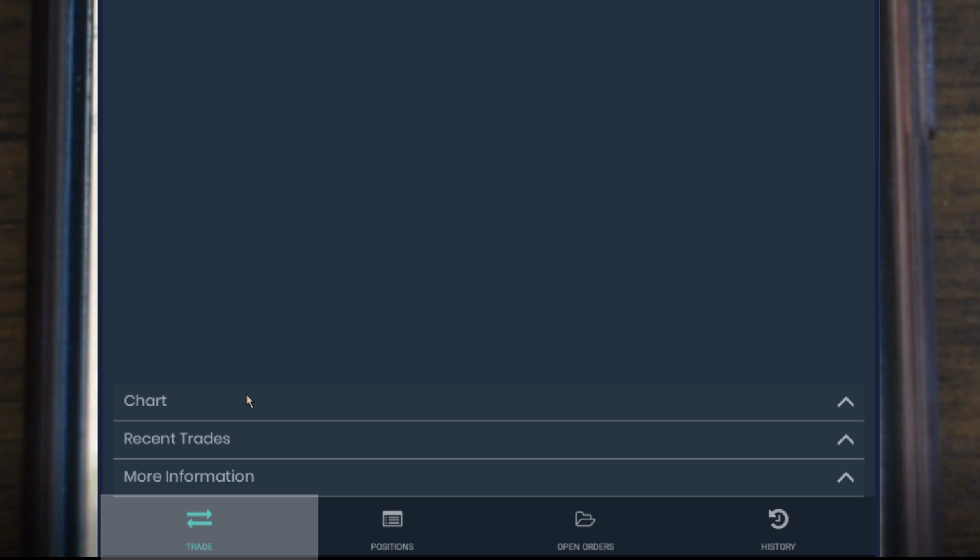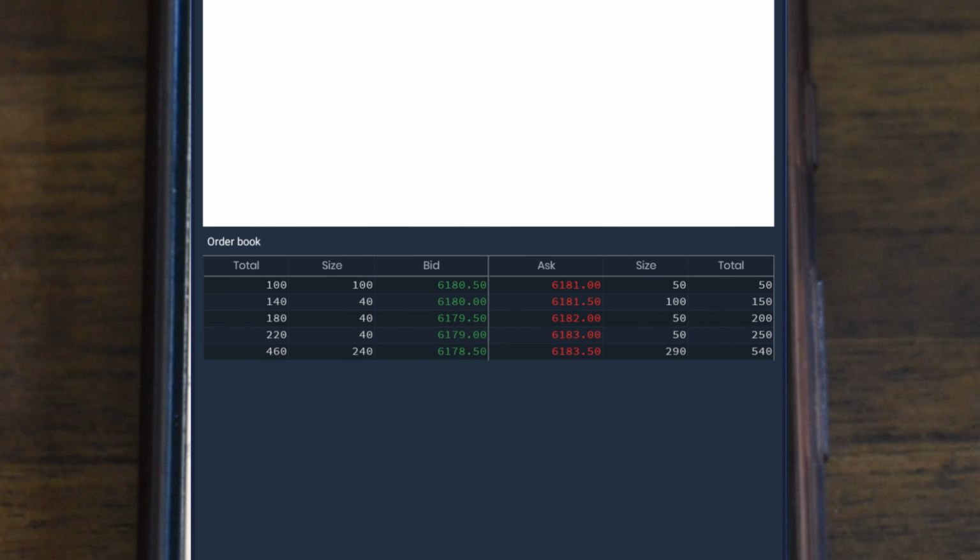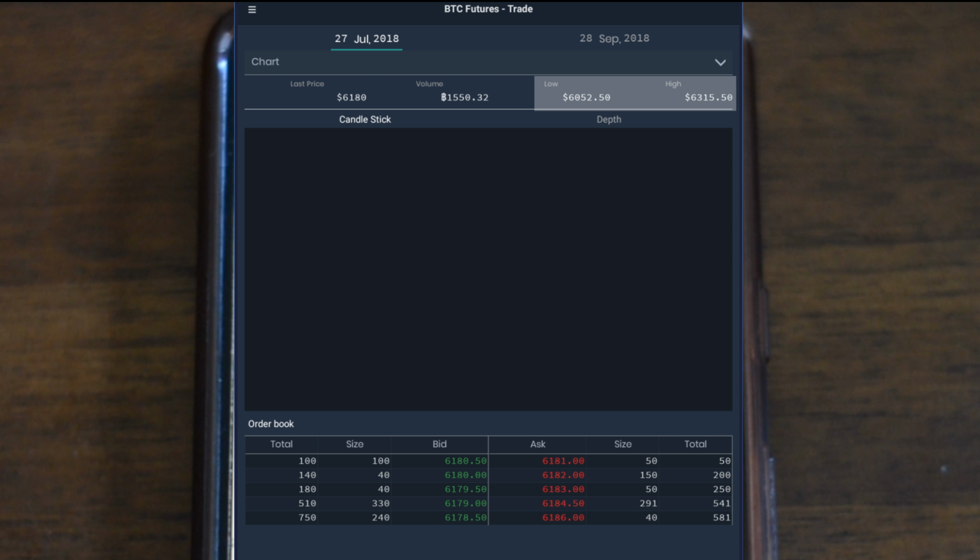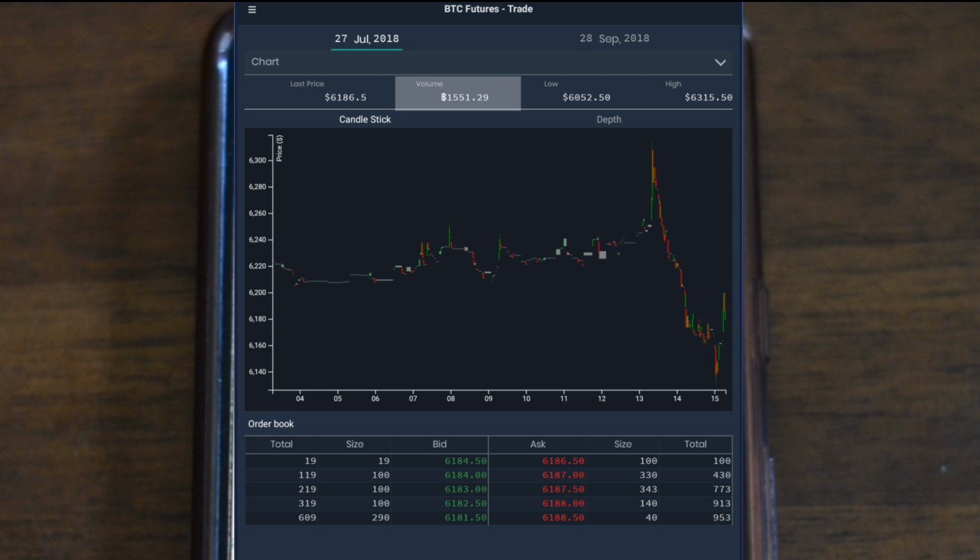At the bottom of the screen there are three tabs: Chart, Recent Trades, and More Information. Pressing Chart shows a Japanese candlestick chart along with the market daily high and low, daily volume, and the last price, a market order matched with a limit order. For convenience, the current order book is shown as well.